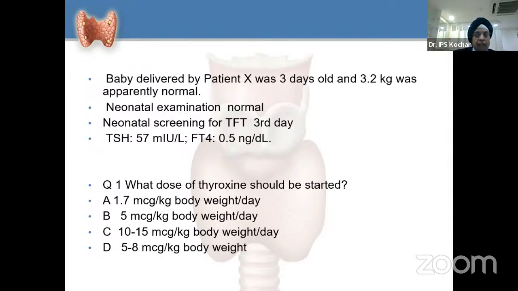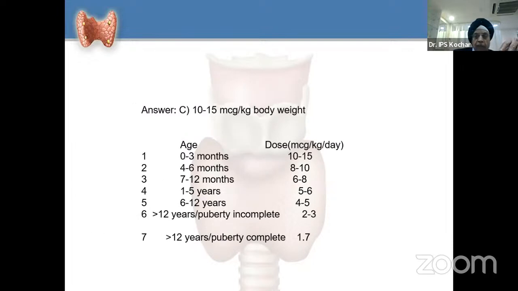A baby delivered by patient X was 3 days old and 3.2 kg, apparently normal. Neonatal examination is normal. Neonatal screening for thyroid function on the third day shows TSH is 57, FT4 is 0.5. So what dose? We know the TSH is 57, the baby is 3 days old, and we already said any baby who has more than 20 within the first 2 weeks has to be treated. So what dose of thyroxine should be started for this baby? We normally start with a dose of 10 to 15 micrograms per kg per day. This is what the American Academy has mentioned.